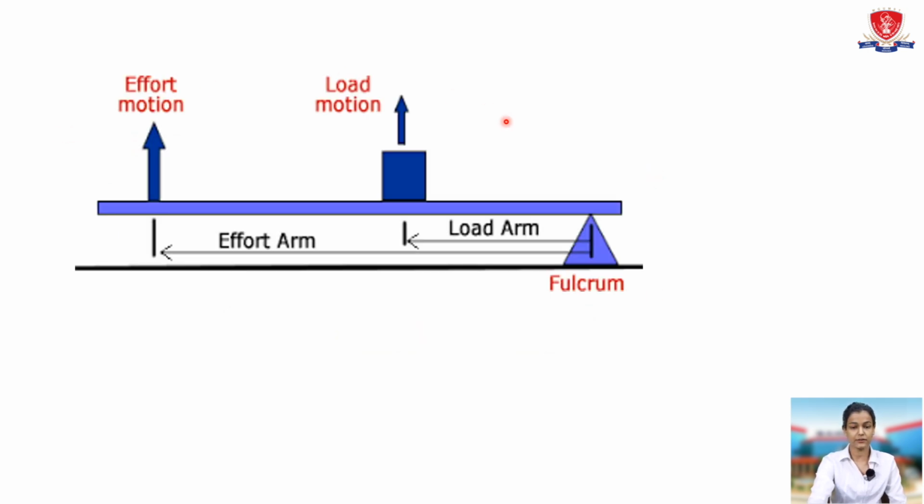Now, in another diagram, we can easily see that this is a fixed point, the fulcrum, and this is the weight that we have to lift, and this is the effort that we will be applying to move this object. Now, the distance from this fulcrum to the weight is called the weight arm or the load arm, whereas the distance from the fulcrum to the effort is called the effort arm.